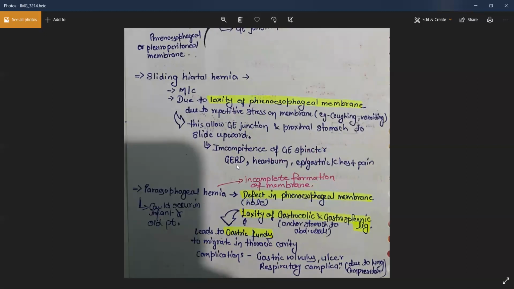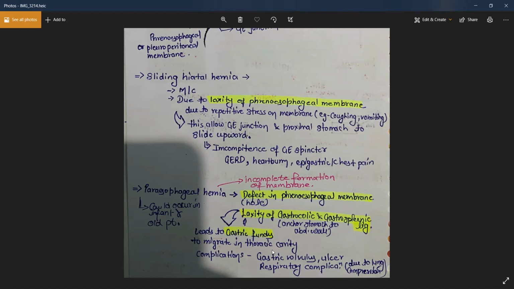So the sliding hiatal hernia is because of laxity, okay? But this paraesophageal herniation is because of a defect, a hole in the phrenoesophageal membrane. Now, sometimes it happens because of a laxity in the gastrocolic and the gastrosplenic ligament, which makes the stomach very prone to slide upwards. And this leads to the gastric fundus migrating into the thoracic cavity, and as a result, the lungs will be compromised.